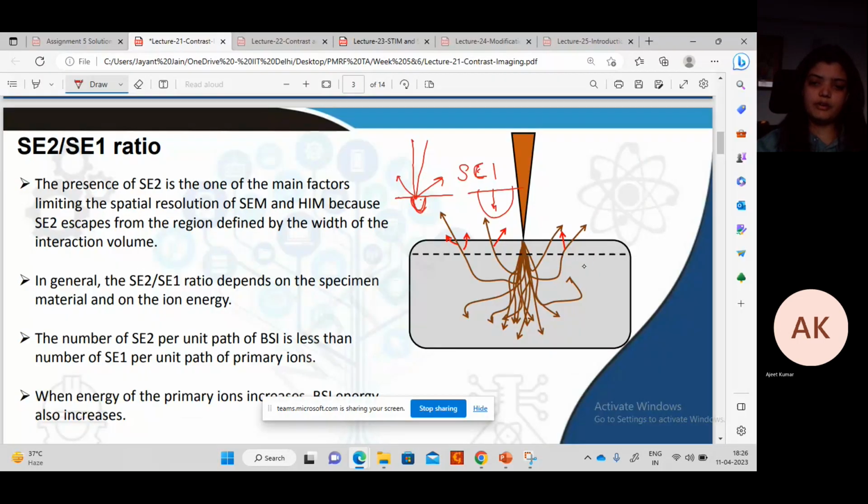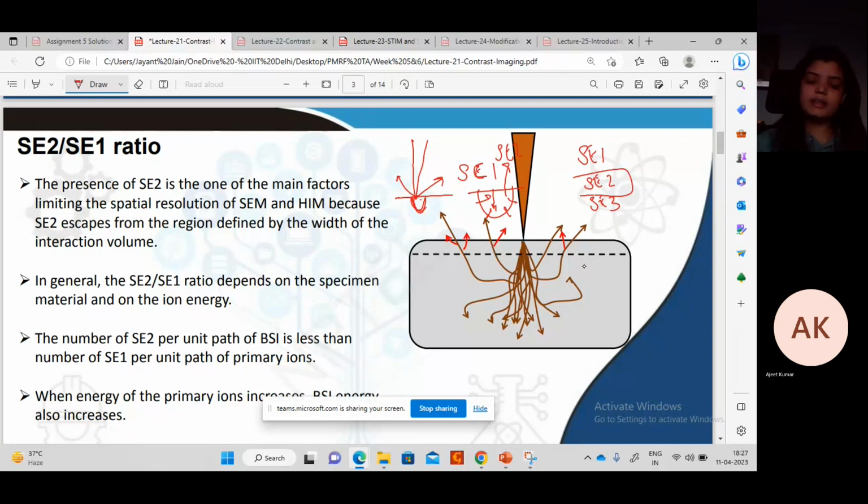Okay, so this will further go and produce BSE signals, and then these signals will collide further inside the sample and form the secondary SE2 signals. Okay, and you understood the difference between SE1, SE2, and SE3, right? Yeah.